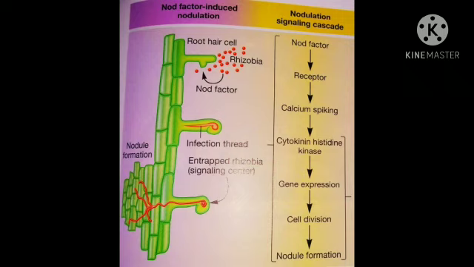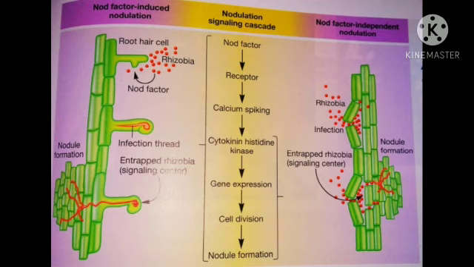Now there are several future prospects regarding this. We can modify Rhizobium to form functional nodules even in non-leguminous plants. We have just learned that Rhizobium does so in leguminous plants only. So we can modify Rhizobium through genetic engineering in such a way that it will produce nodules in non-leguminous plants too. Also, we can introduce these nitrogen fixation genes into plants that do not form such associations.